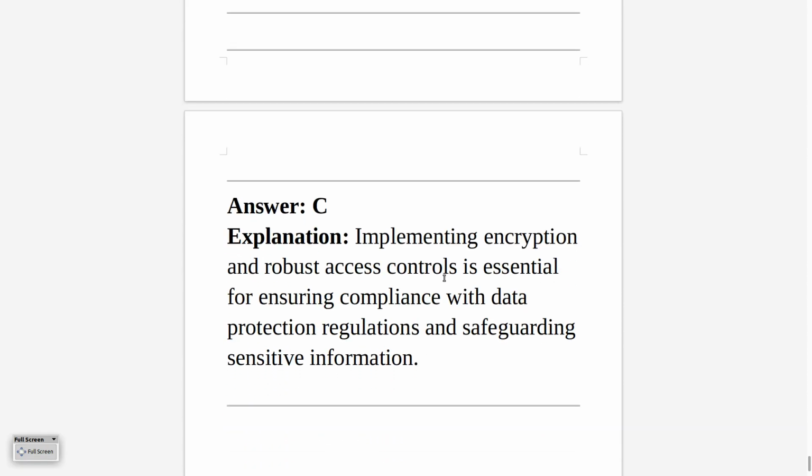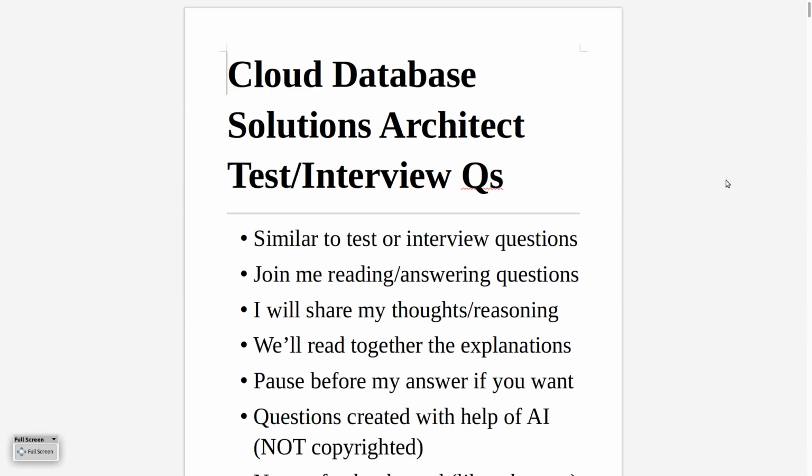Indeed, implementing encryption and robust access is essential. Yeah, it just says that's the answer. So yeah, I was right. So that was 20 cloud database solutions architect / engineer test / interview questions.